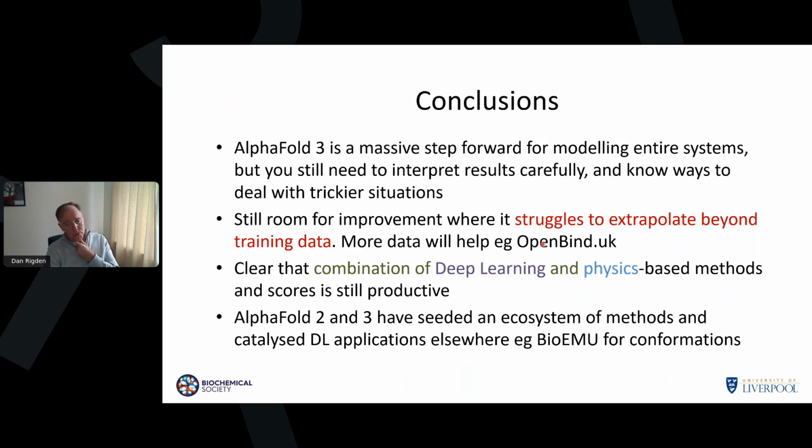For the moment, a real trend is combining deep learning and physics-based methods, and you've seen that many times. And the other impact of AlphaFold 2 and 3 is really just inspiring people to look at deep learning applications for all sorts of other purposes. So the one I picked out as a really high-profile example here is BioEmu, which is a really fast deep learning shortcut to get conformational sampling. So MD without the time-consuming calculations.